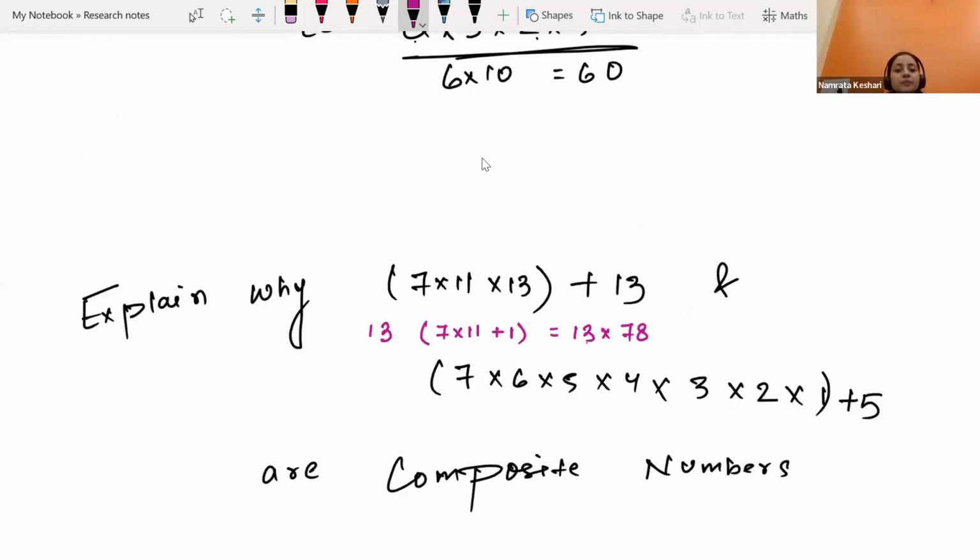Ma'am, in this, do we have to show the multiplication of 78 into 13, or can we just leave it like this? We can just leave it like this, we don't have to. Here also you can write that we are getting a product of two numbers, which is not just 1 and the number. If you are doing that it is not incorrect, but even if you are leaving it, you will be getting full marks for it.